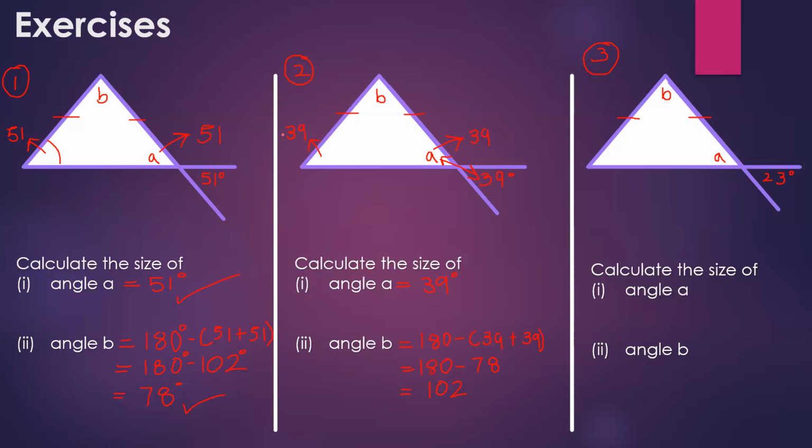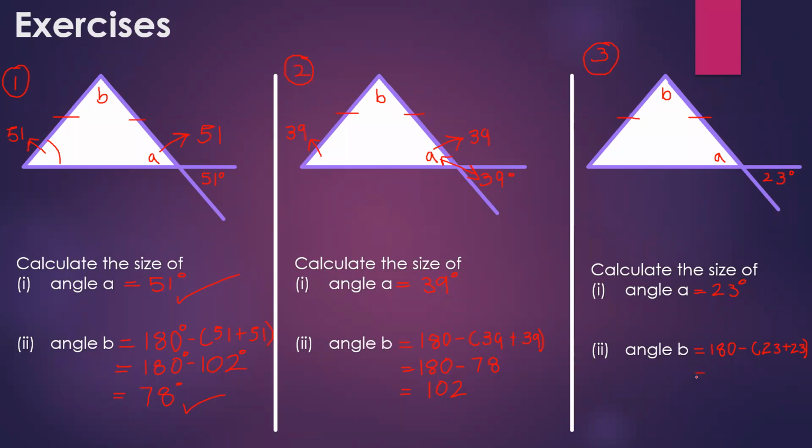Caleb, help me out with number 3A. A equals 23. 23 degrees. Very good. Shaya, help me out with number 3B. 3B is 180 minus 23 plus 23. Good. And 23 plus 23 is 46. So it's 180 minus 46, and that's 134. Okay. Thank you very much.